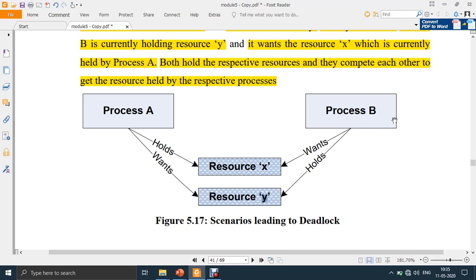Process B, the other way around, already has access to resource Y, but to continue its operation, it needs access to resource X. It needs the access, but it does not have it. A simple scenario follows.